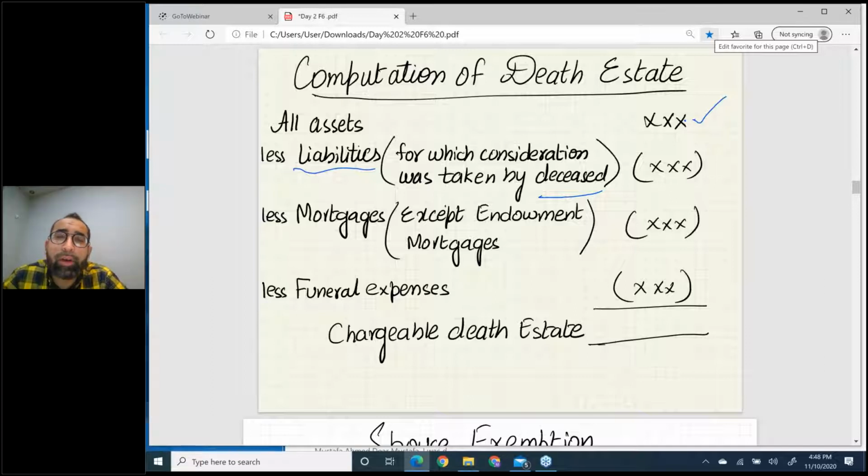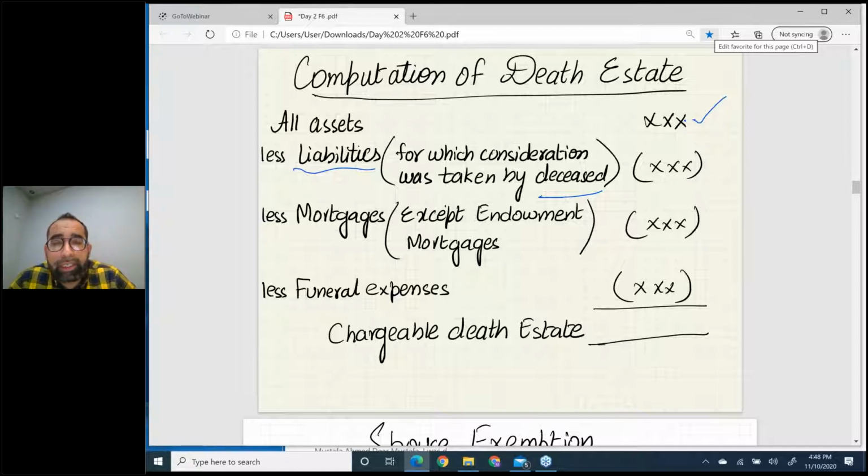Less mortgages. Yes, mortgages allowed. Normal mortgages are allowed, because normally in the UK and USA, 90% of houses are on mortgage, right? That's the culture. So a normal mortgage is allowed, but one mortgage is not allowed, and that is the endowment mortgage.